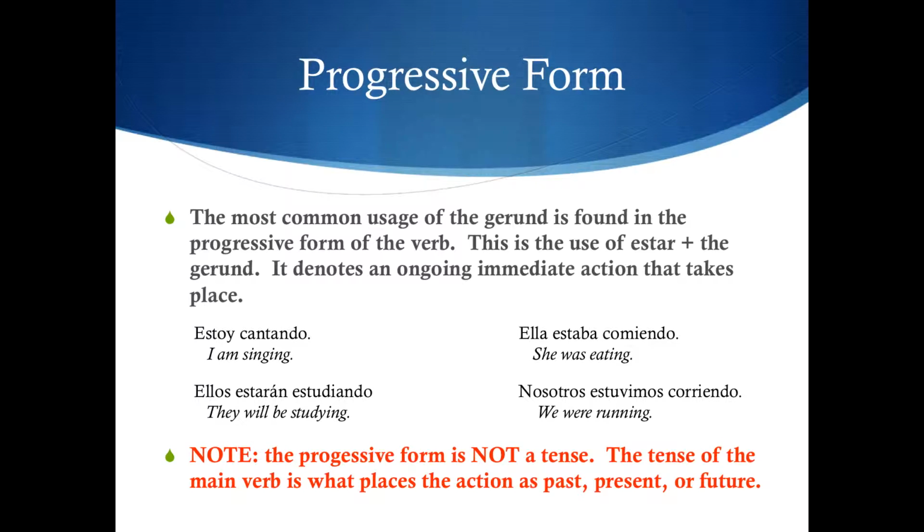Note, though, that the progressive form is not a tense. The tense of the main verb is what places the action as past, present, or future. In other words, the tense of the conjugated verb. In this case, estoy is present tense, I am singing. Estaba is imperfect, she was eating. Estarán, will be studying, is future. Estuvimos is preterite, so we were running.